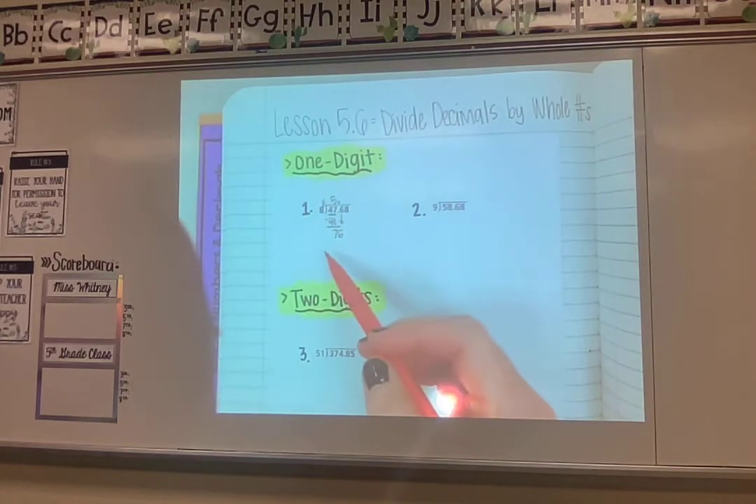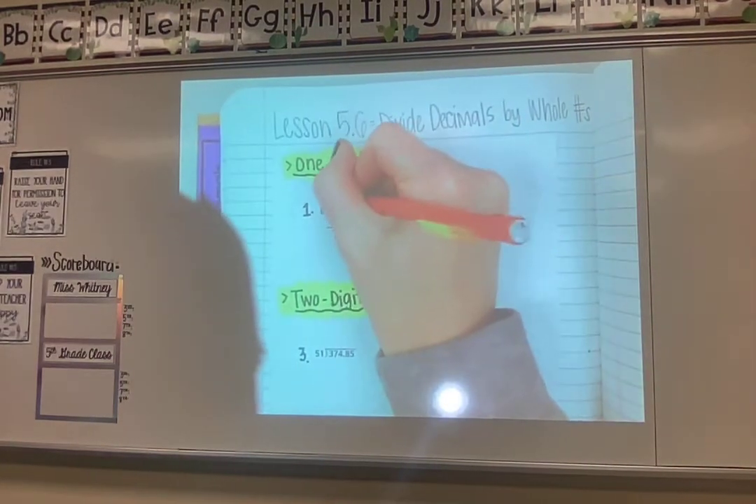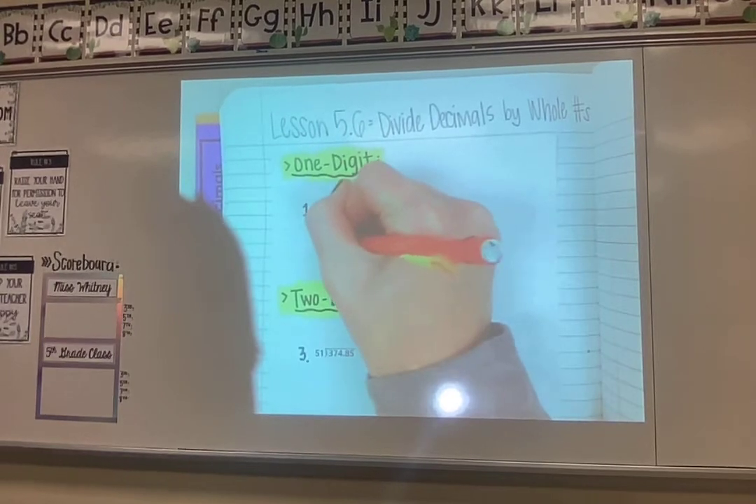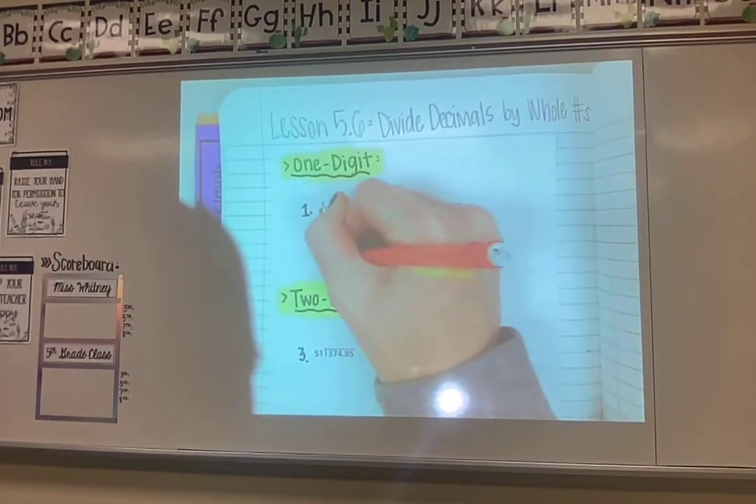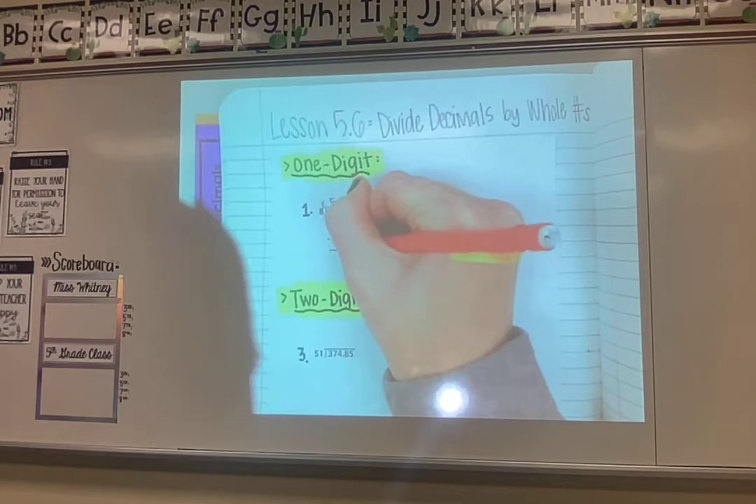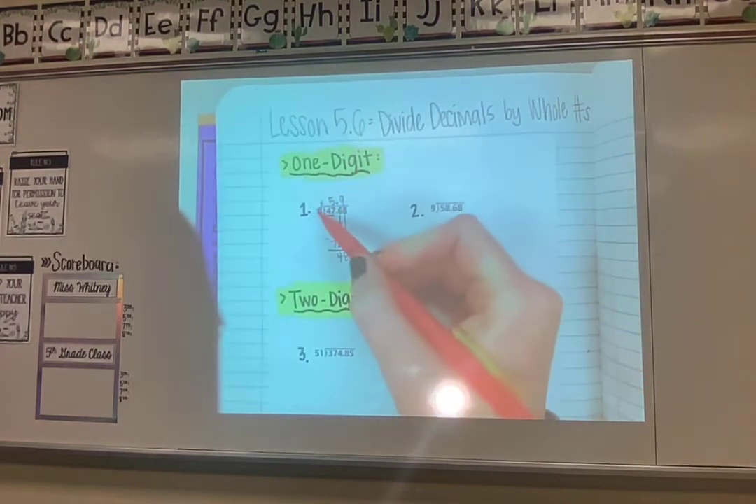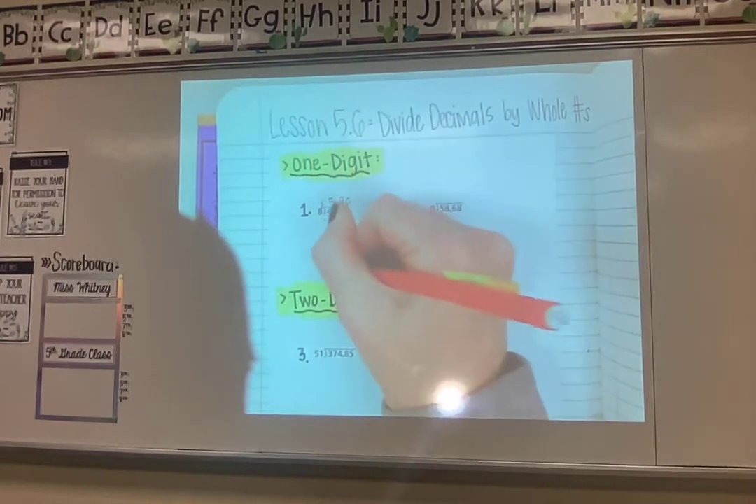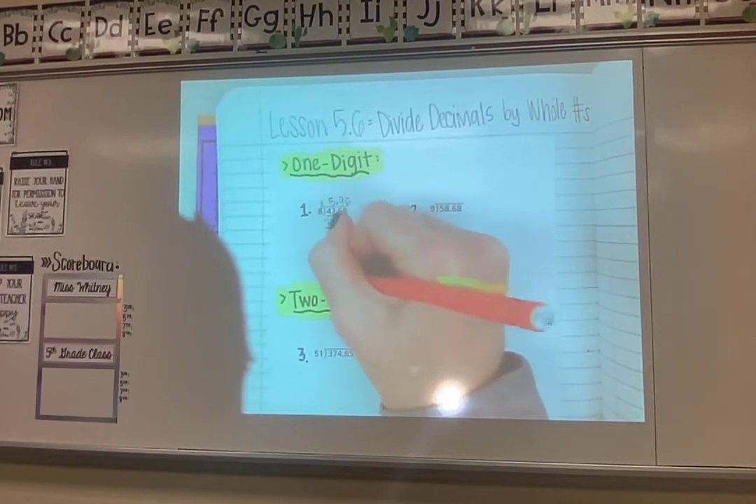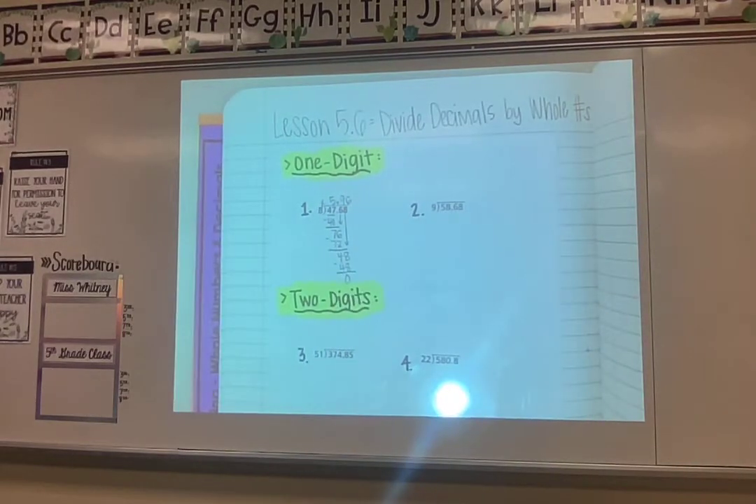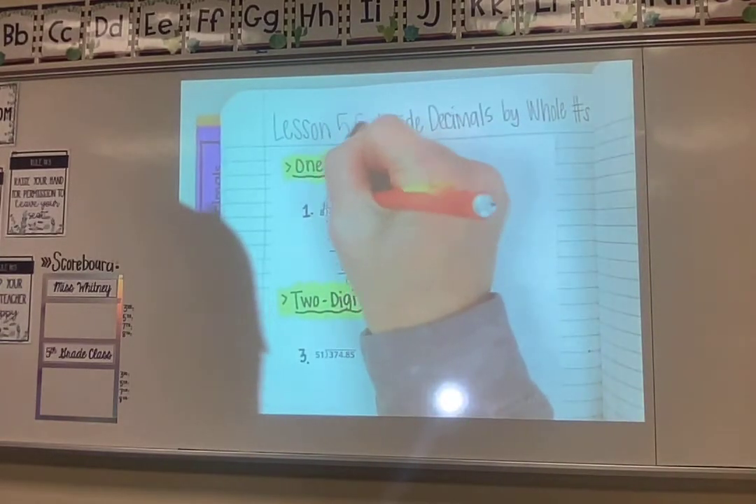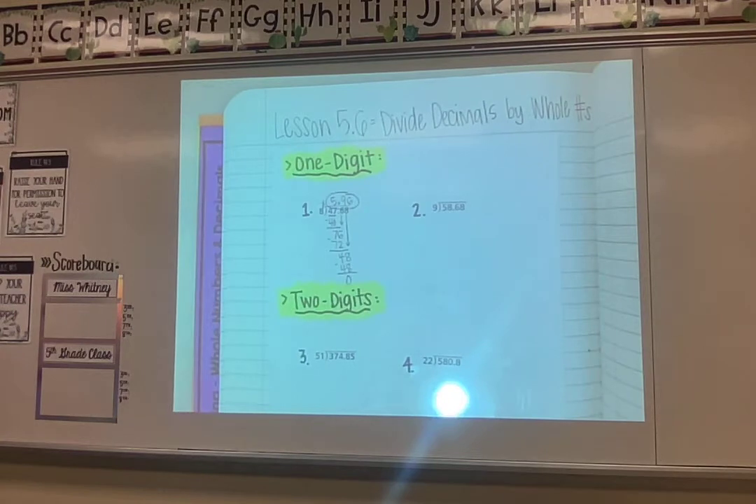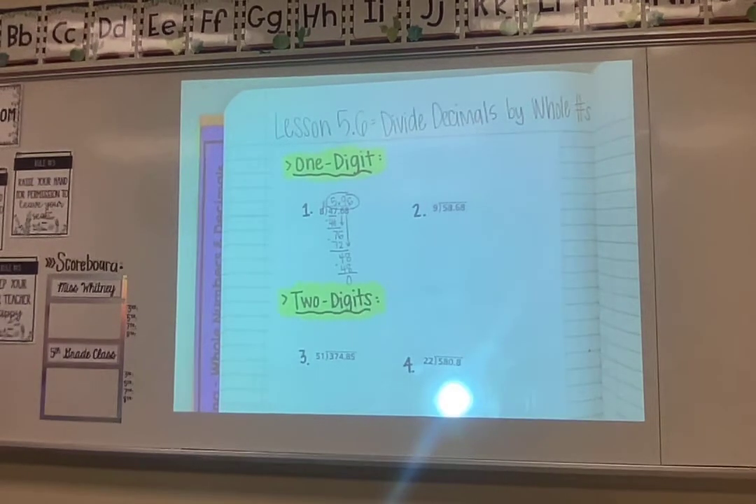So 8 into 76 would be a 9. 8 times 9 is 72. When I swipe, that would be a 4. And then I bring down my 8. And I need to go again. How many 8s will fit in 48? That would be a 6. 8 times 6 is 48. Subtract, and that would be a 0. So my answer would be 5.96. The only difference is making sure that I get my decimal up there in my answer where it is supposed to be at.